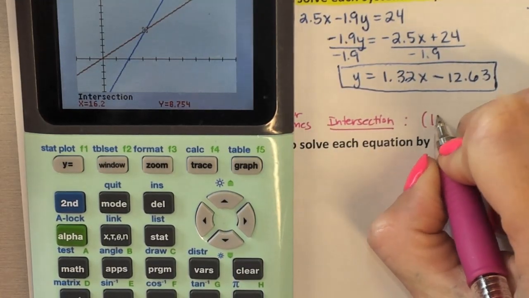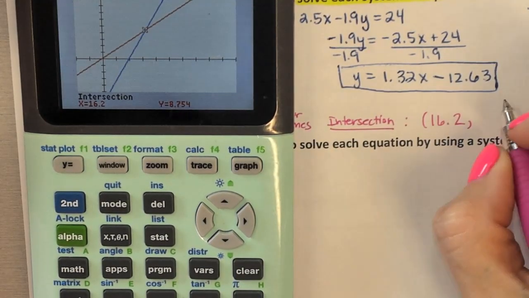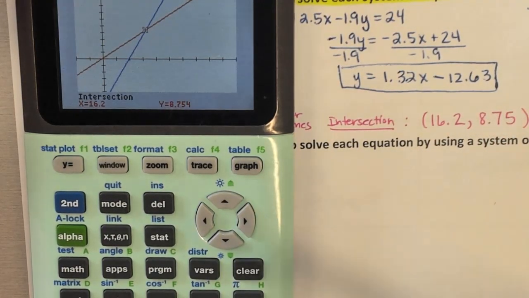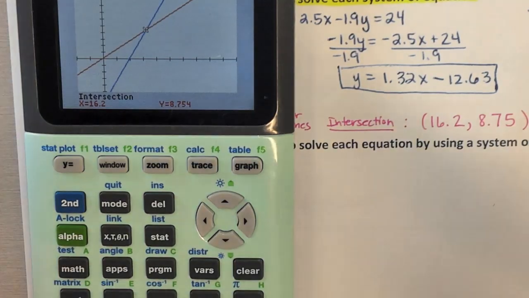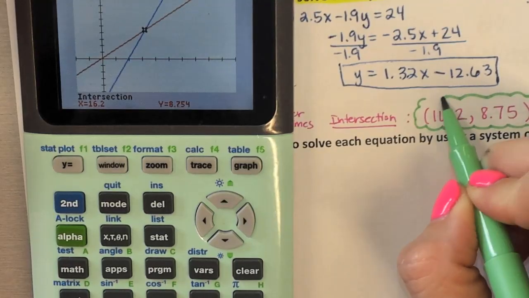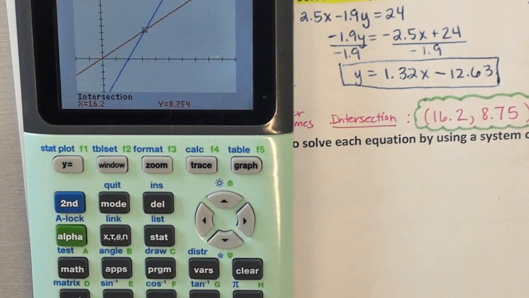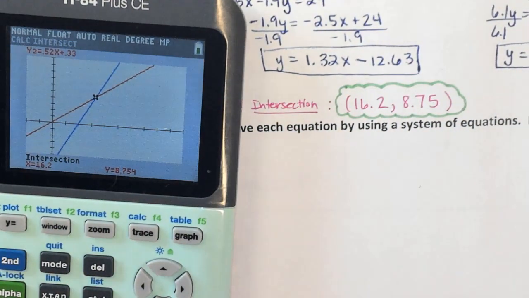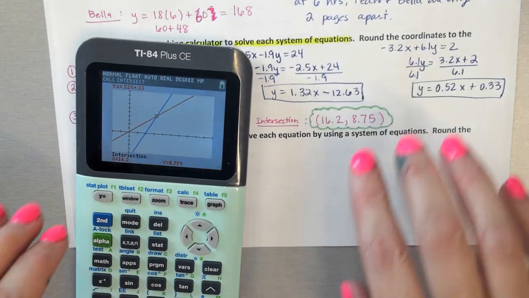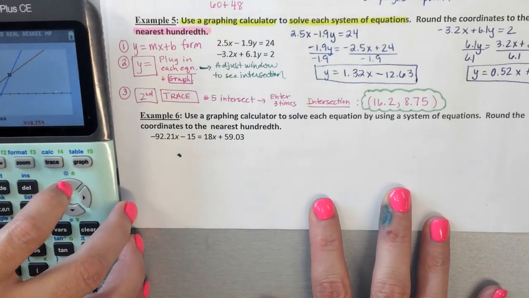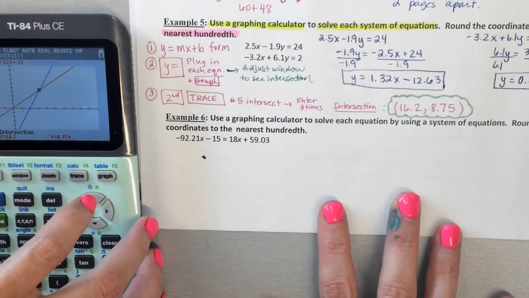So it is 16.2, and then it said to round to the nearest hundredth, so we are going to round to 0.75. This is your final answer. So you definitely want to make sure that you are practicing with your graphing calculator. You want that muscle memory for when you go to your test, okay?